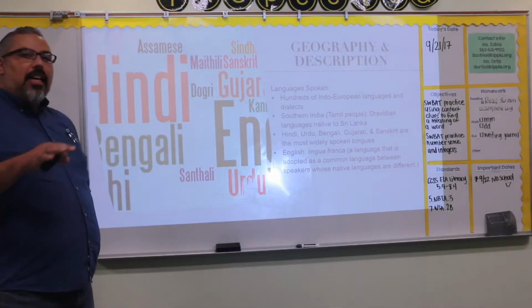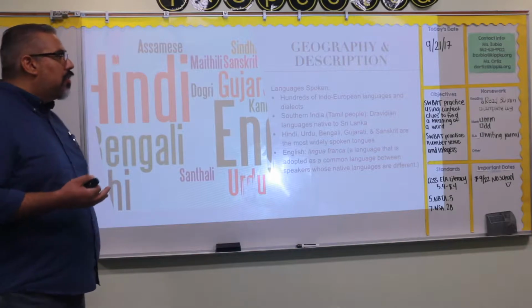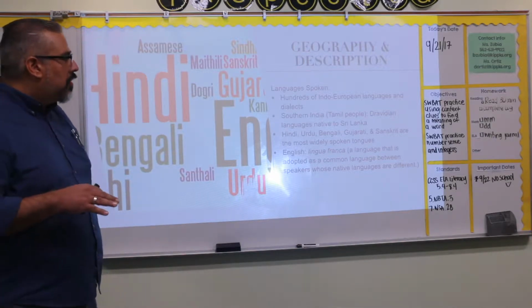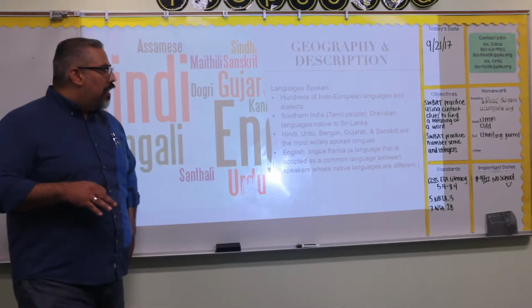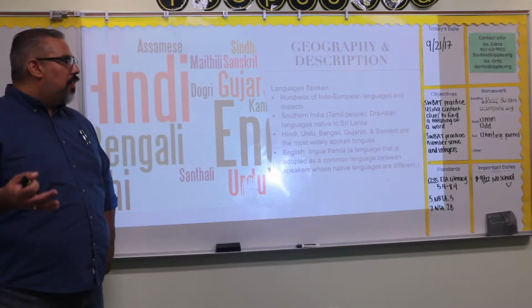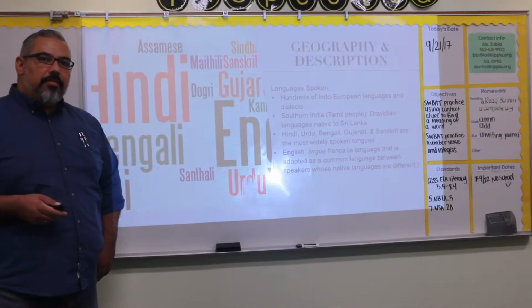The next part is languages spoken. There's a wide variety of languages spoken. There are hundreds of Indo-European languages and dialects. In southern India, basically the Tamil people, you have the Dravidian languages, native to Sri Lanka. And then you have the basics that we all know about: Hindi, Urdu, Bengali, Gujarati, Sanskrit. And then English is the common language across the whole continent.